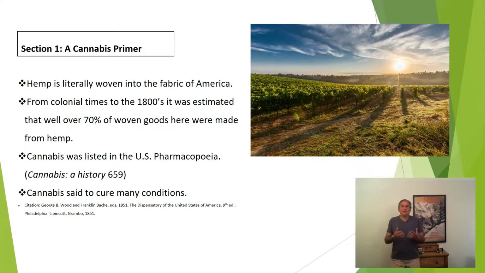Hemp is literally woven into the fabric of America, and from colonial times to the 1800s, it was estimated that well over 70% of woven goods here were made from hemp.